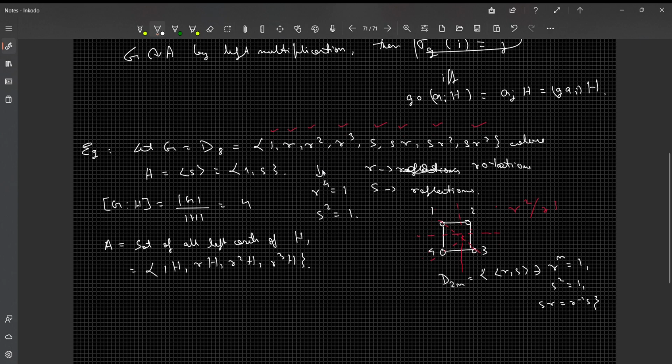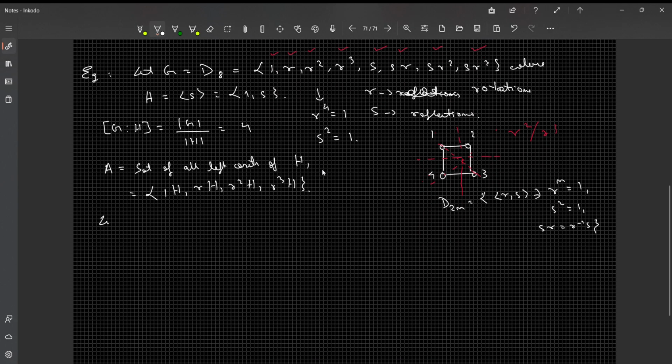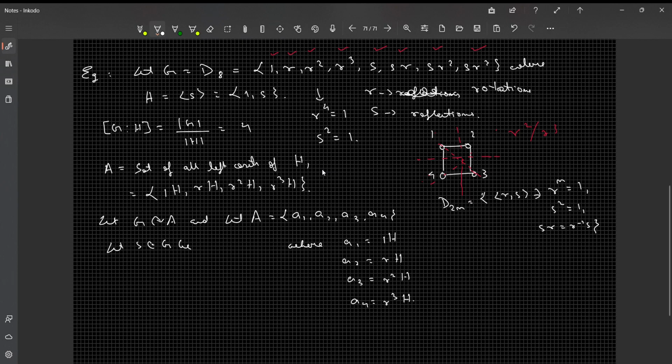Now we want to see what the action of G on A does. So let G act on A, and let A have the elements indexed as A1, A2, A3, A4, where A1 is 1H, A2 is RH, A3 is R squared H, and A4 is R cube H. Clear? Then let S in G be fixed. Consider the associated permutation representation afforded by this action. Let that be sigma S.